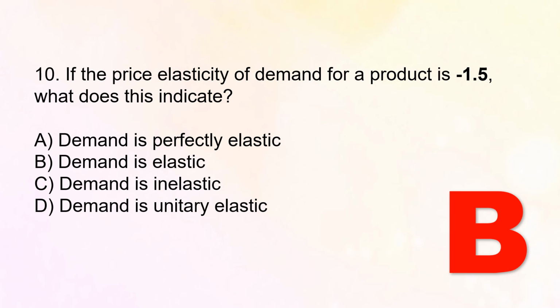Letter A is incorrect because perfectly elastic demand has an absolute elasticity of infinity, meaning consumers stop buying the product if the price changes. Letter C is incorrect because inelastic demand occurs when the absolute value is less than 1. Letter D is incorrect because unitary elastic demand means elasticity is exactly negative 1, where total revenue remains unchanged when price changes. So letter B is the best answer.